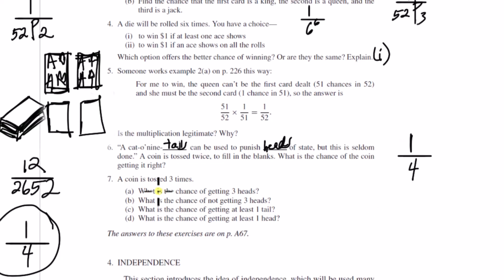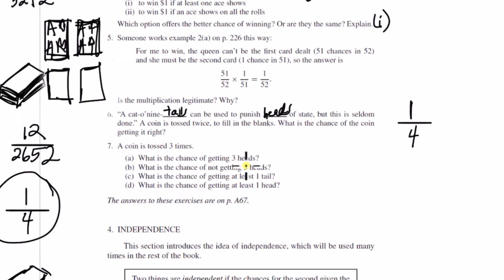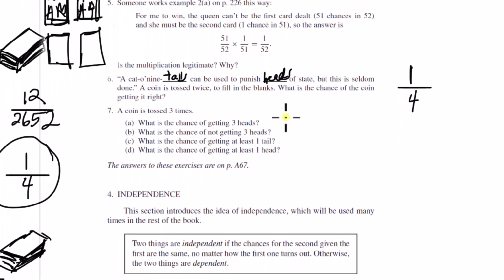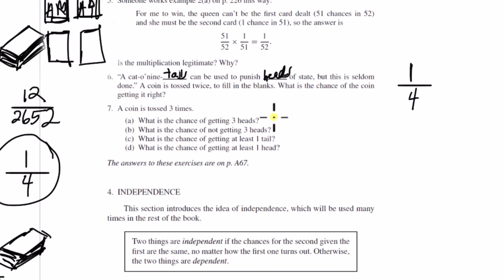Okay, a coin is tossed 3 times. What is the chance of getting 3 heads? All right, so the total outcomes is what? 2 cubed, that would be 8, and there's only one way to get 3 heads. So there's 8 outcomes. Now, how many of those have 3 heads?